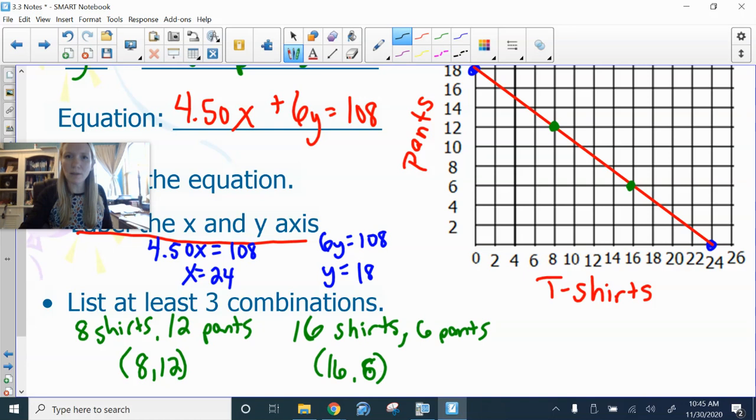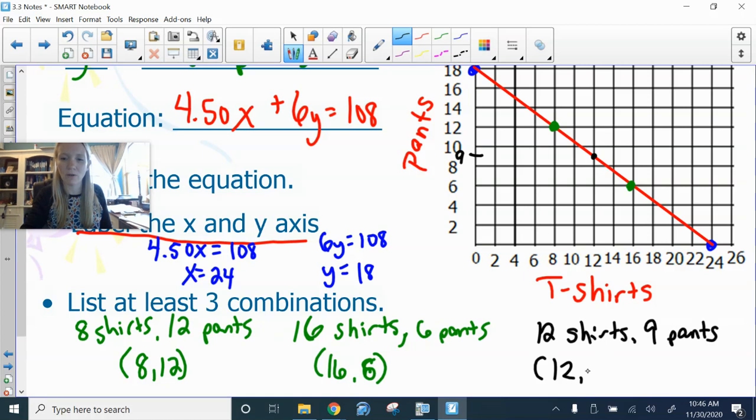It doesn't look like there's another one, but what if I did 12 shirts? What number would I have for the pants? What do you think? What number would be right here in the middle? Probably 9. And you could actually end up getting a big combination of a whole bunch of other ones. If I did 20 shirts, I could probably get 3 pairs of pants. If I did 4 shirts, I could get 15 pairs of pants. Yeah, so you have a lot of different little ones in between here.